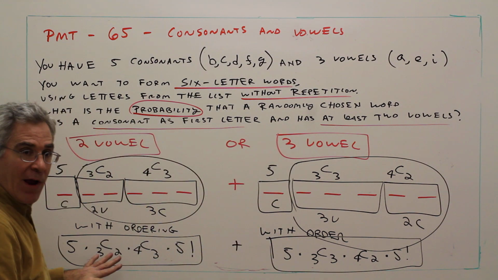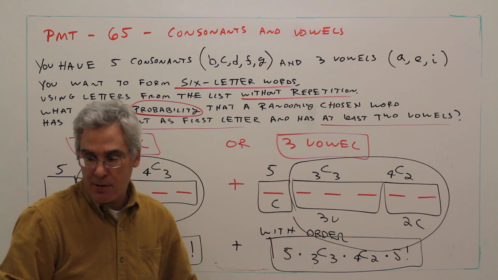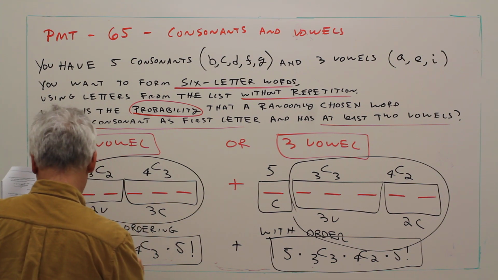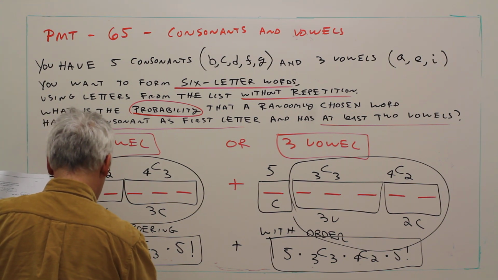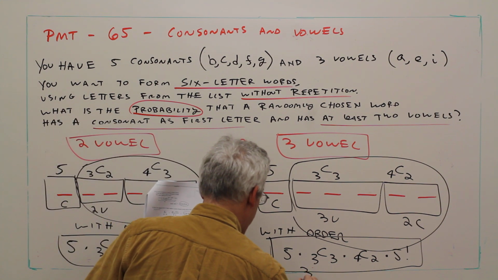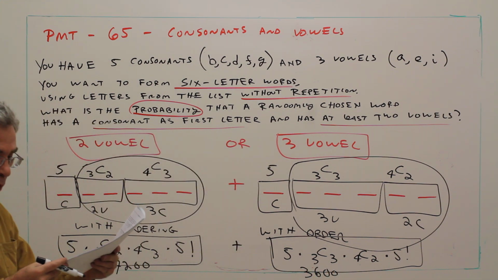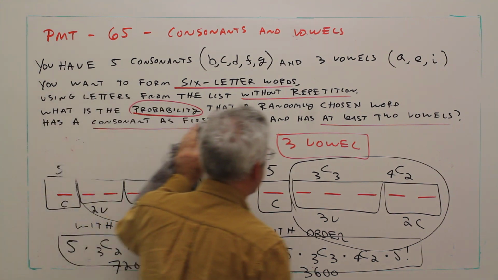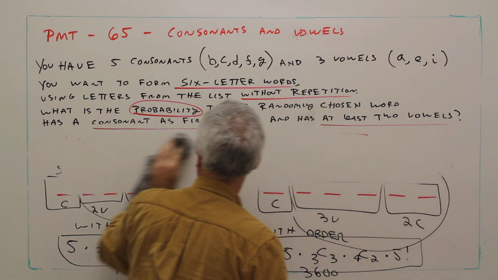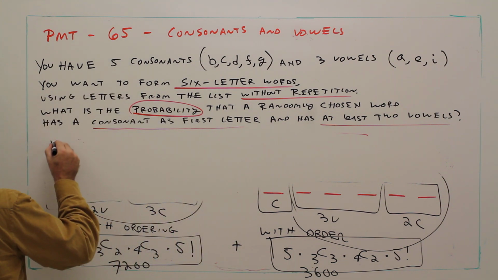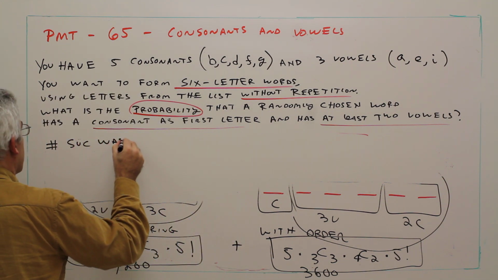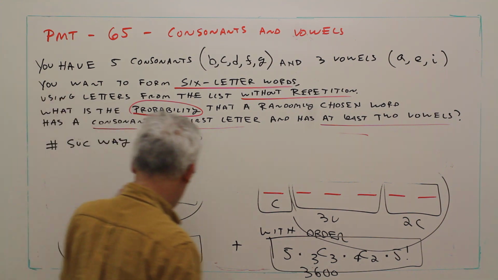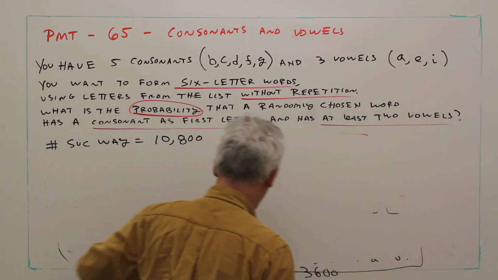So what I'm going to do is add the number of ways of doing this to the number of ways of doing that. And just to save time, I'll show you what I got. This one was 7,200. This one was 3,600. And the sum was 10,800. So I'll write that above. Okay, so that's the successful ways.